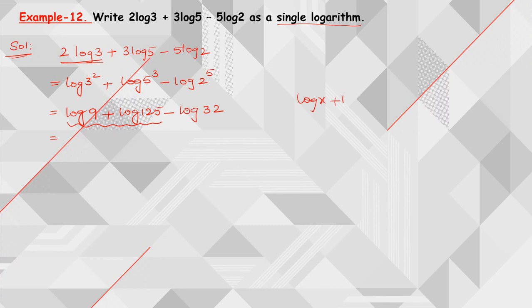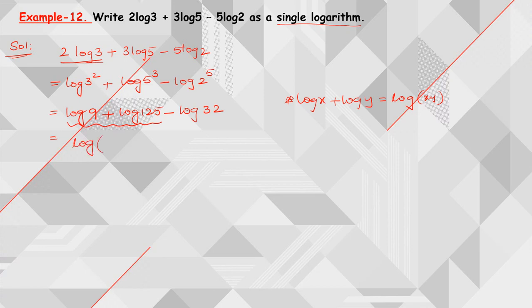So always do remember, whenever you are having log x plus log y, I can write it as log of x into y. That is the reason why I asked you to read the formula in both ways, that means from LHS to RHS and RHS to LHS. So log x plus log y can be written as log of x into y.